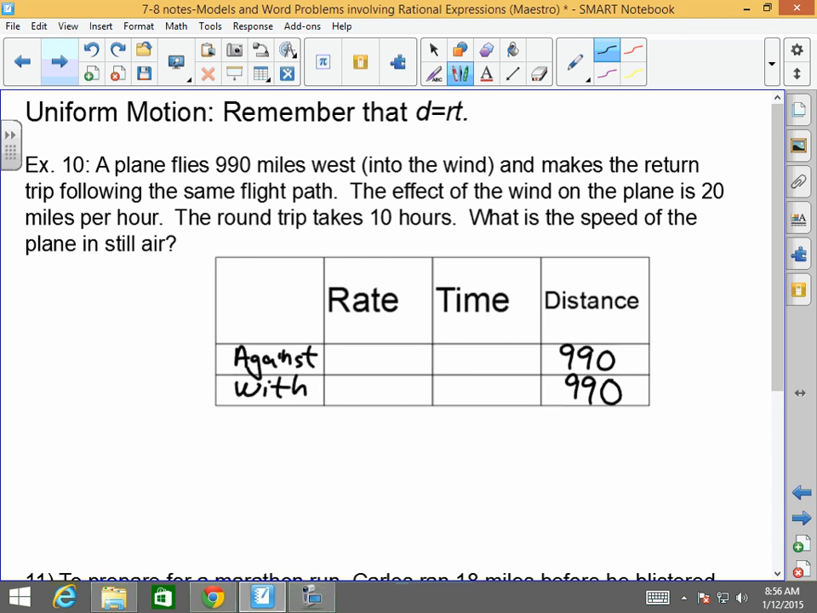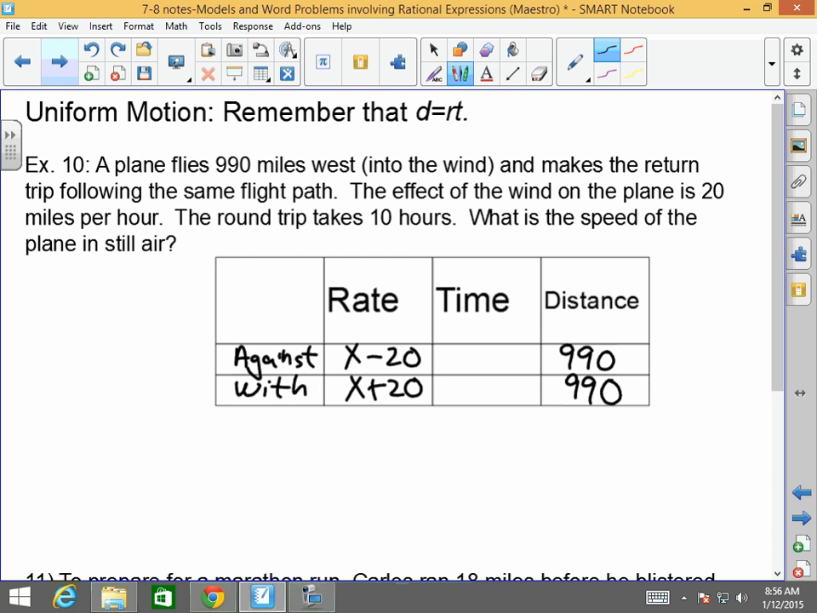I know that my rate is x. I don't know how fast I'm going. However, against the wind, I know that it's x minus 20. I know that with the wind, it's x plus 20.